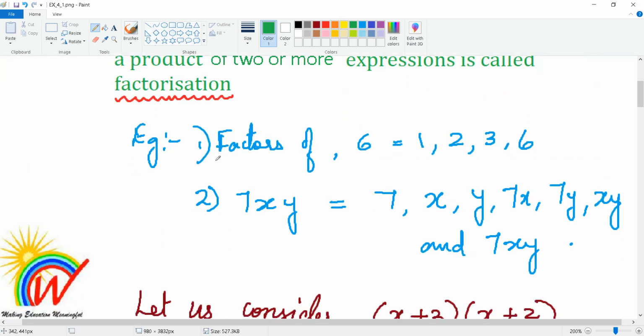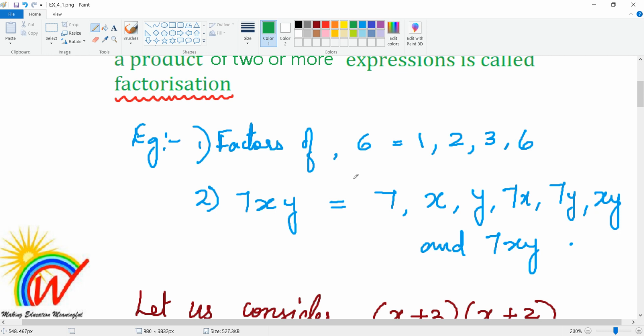If I ask you what the factors of 6 are, you must have learned in your junior classes, factors of 6 are the numbers by which 6 can be divided. 6 can be divided by 1, by 2, by 3, and by 6, and so on, right? These are the only 4 numbers by which we can divide 6 properly. That is, when you divide, you get the remainder as 0. These are called factors. 1, 2, 3 and 6 are the only factors of 6. You don't have more than that.